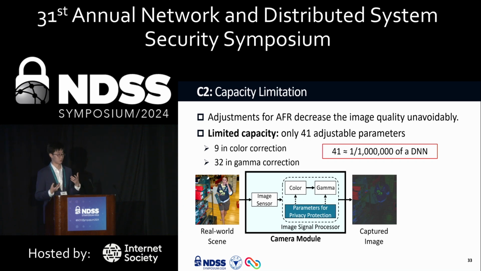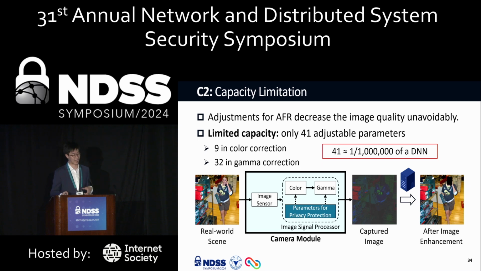Here we only have two fixed image processing functions and a total of 41 adjustable parameters, which is only around 1/1,000,000th of the scale of a common deep neural network. So our idea is to later enhance the image quality on the server side, where the computing resources are not so constrained. We believe that the information on human activities is preserved on the captured images, but in a distorted way. So the image enhancement is to translate the distorted information into a form that humans can perceive.